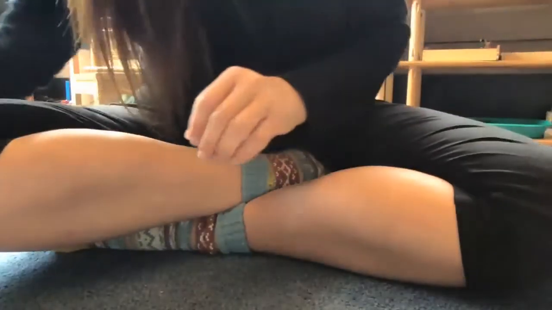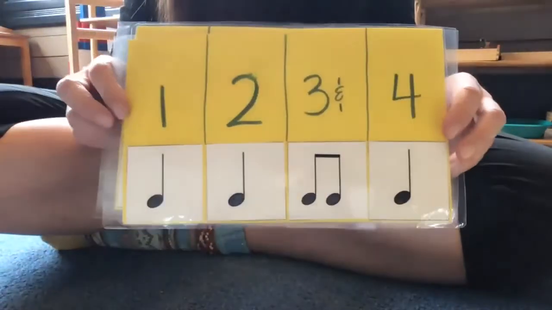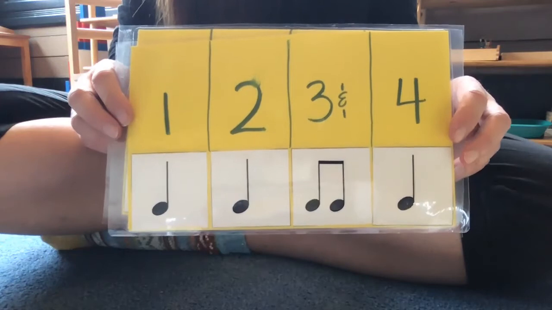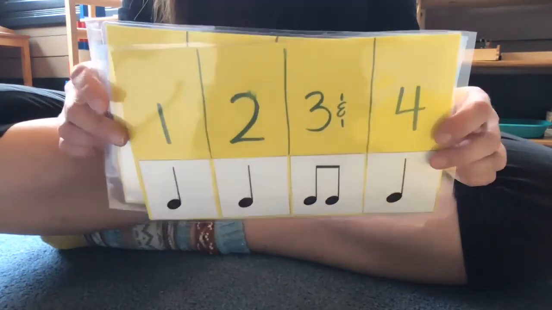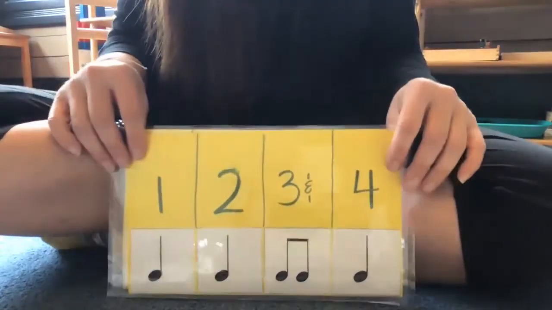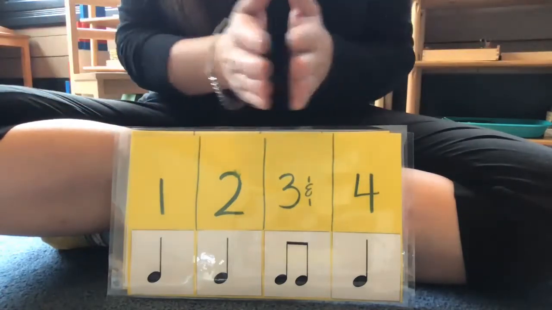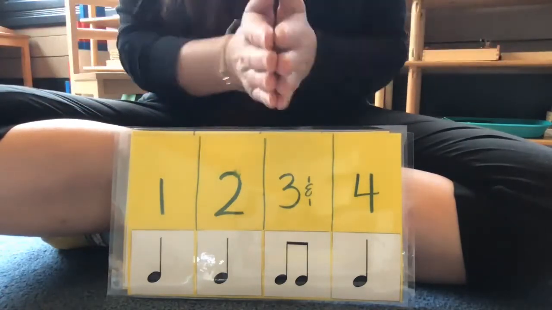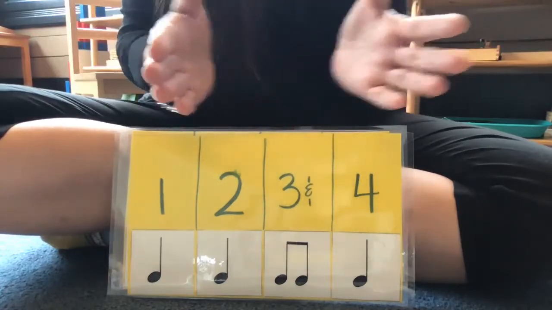Now, what if we take away the pictures and we just have notes? We're moving one step towards abstraction, aren't we? So I can try these. Here's our beat. Here's our beat. 1, 2, ready, go.